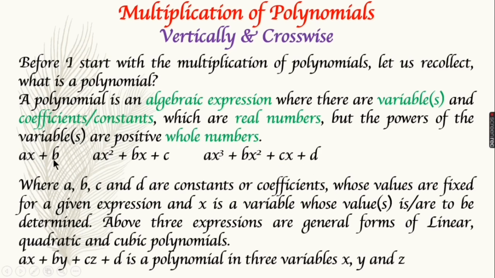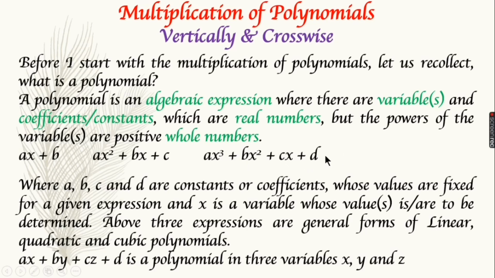So a polynomial has many terms. Here, for example, there are two terms in the variable x. You see only one power of x, and still we are calling it a polynomial because b has x raised to the power 0, and anything raised to the power 0 is equal to 1. So b times x to the power 0 is b. That's why this is a polynomial. This is a linear polynomial. This is a quadratic polynomial. This is a cubic polynomial with 4 terms.